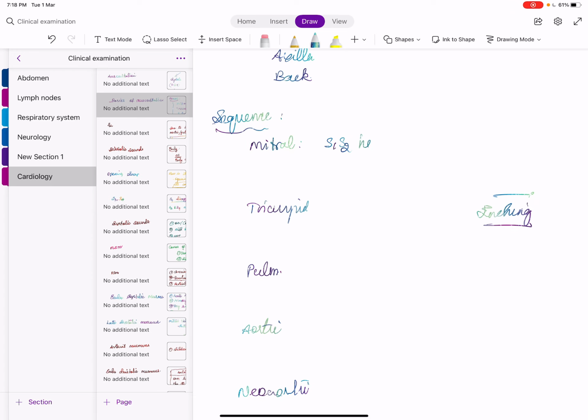So why I told this basic hemodynamics is, whenever you are auscultating a sound, if you remember the hemodynamics, it will be easy to correlate. Okay. Basics of auscultation.